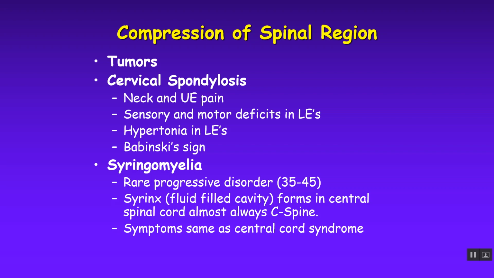Syringomyelia, this is a rare progressive disorder. It usually happens in your mid-30s to mid-40s, okay? And this is where you get the syrinx. A syrinx is basically a fluid-filled cavity that forms in the central spinal cord, almost always in the cervical spine. You have the same symptoms as a central cord lesion. So initially it would start with just a loss of pain and temperature in some cervical dermatomes on both sides. And then as it expands out and gets bigger, they start getting tract signs, okay?